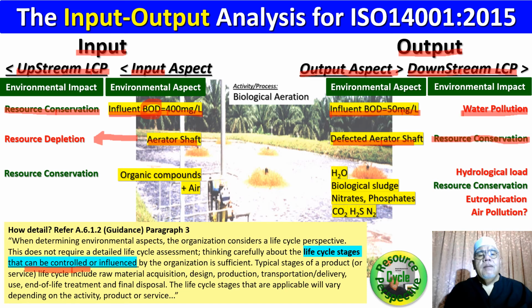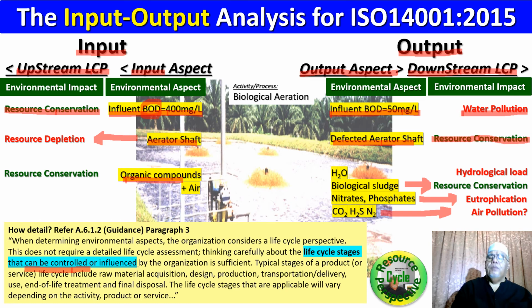Of course, the organic compounds. All right, you can discuss this with your respective consultants. Okay. Now, what I want to show you, you can check all this. Water will cause some imbalance of the hydrological load of the river. Biological sludge can be turned into compost. Okay, and nitrates and phosphates coming out can cause eutrophication. All right, carbon dioxide. Hydrogen sulfide and nitrogen can cause air pollution. It is emitted out from the system. Biologists, microbiologists, biochemists, help out. Okay, you are the experts.